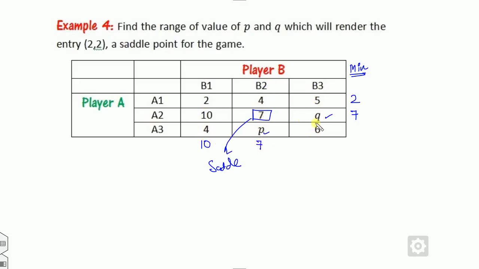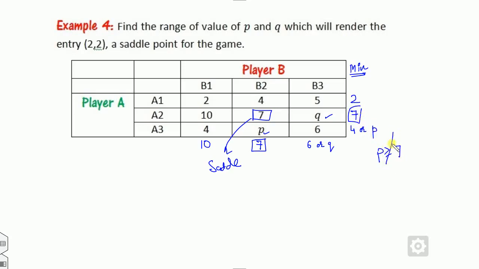And here, this is the maximum, so it can be 6 or Q. Similarly, for the other one it can be 4 or P. It is given that 2, 2 is a saddle point. So what is the meaning of that? This P can't be greater than 7.